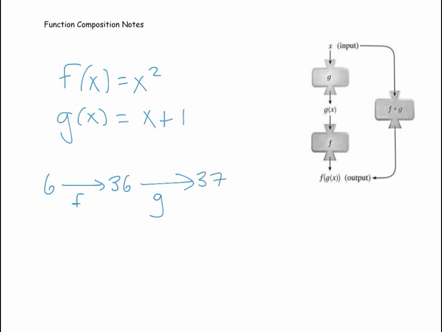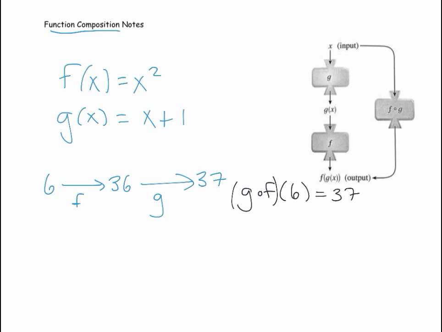So this idea of taking the input of a function, putting it into that function, and then taking its output and feeding it into another function is what's called function composition. And this is an operation involving functions that's unique to functions. It has no counterpart in the number system. So what we just found here is what's called g of f of 6, and we'll deal with this notation later. But that's what we got. g of f of 6 is 37.